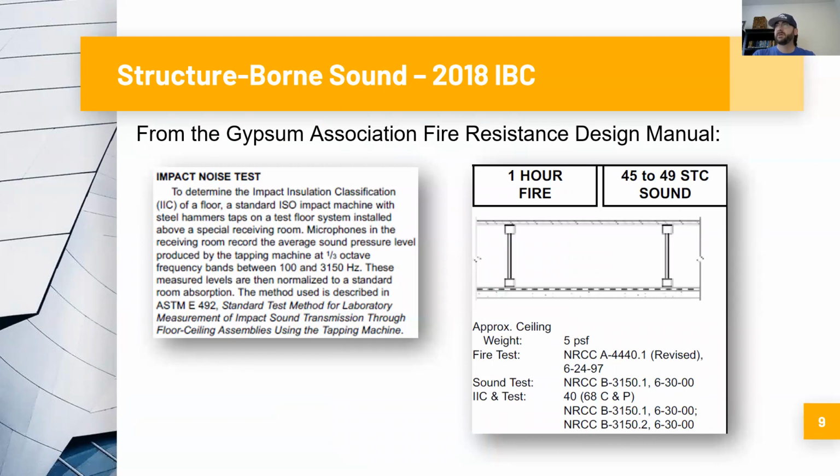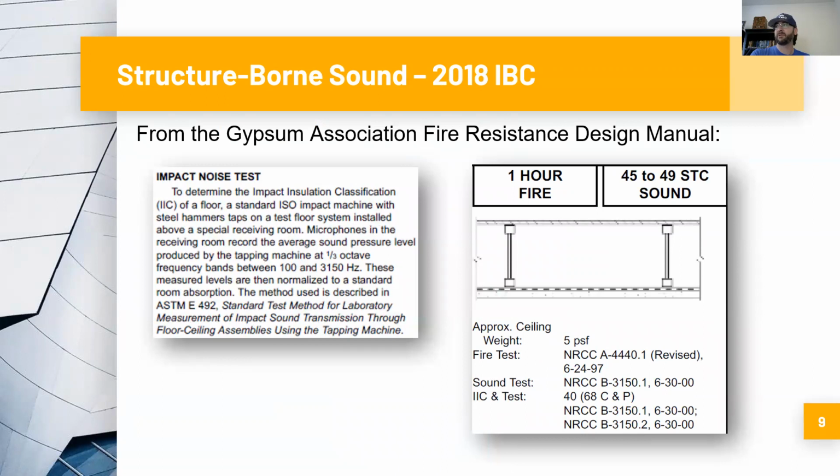So again, from the Gypsum Association Fire Resistance Design Manual, there's a little description about impact noise and the IIC classification of a floor. And again, here's an example detail just to look at. This particular detail, first of all, this is a floor ceiling. So what you're looking at here are I-joists with a structural floor above, and then you've got a drywall ceiling below. Very basic, very standard. It doesn't do a whole lot for sound. As you can see, it's only a 45 to 49 STC. So this is an assembly that's not even going to meet minimum code for current code.